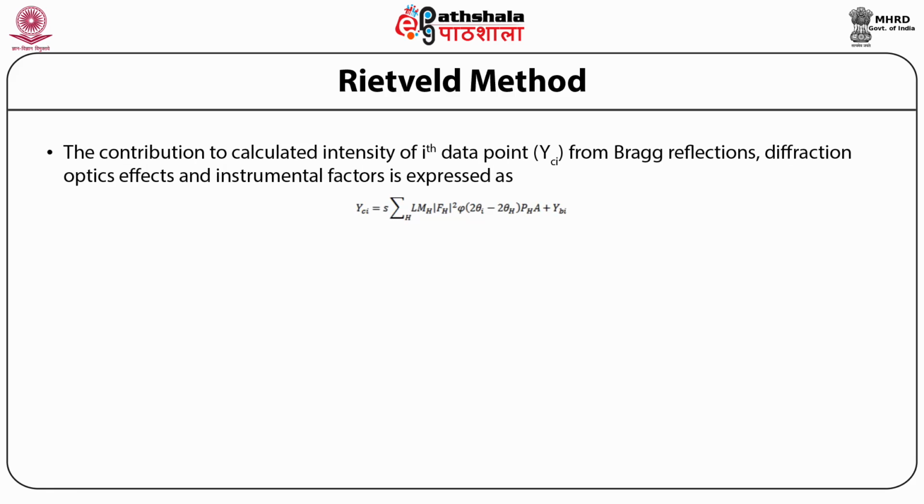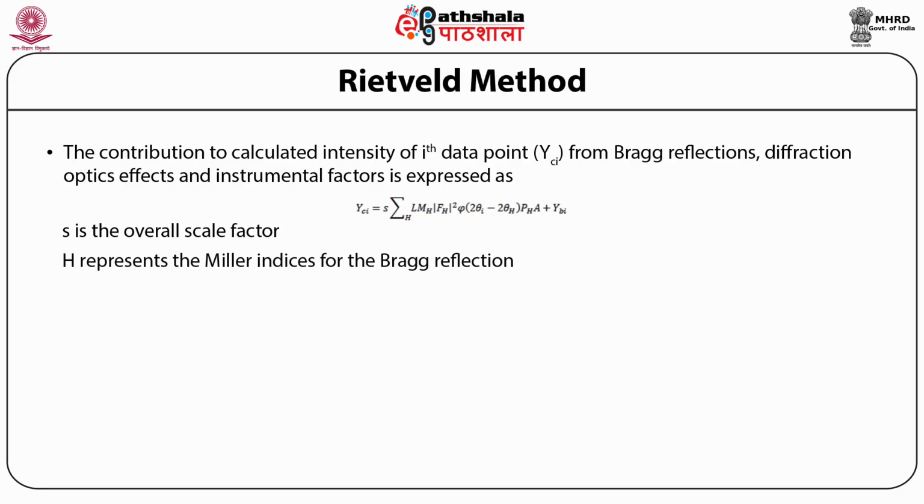The contribution to the calculated intensity of the ith data point, which is represented by YCI, from the Bragg reflection, diffraction optics effects and the instrumental factors can also be expressed by this equation, where S is the overall scale factor that depends on the amount of a specimen irradiated by the X-rays. It depends on the intensity, on the optics used, and also on the quantum efficiency of the detector.